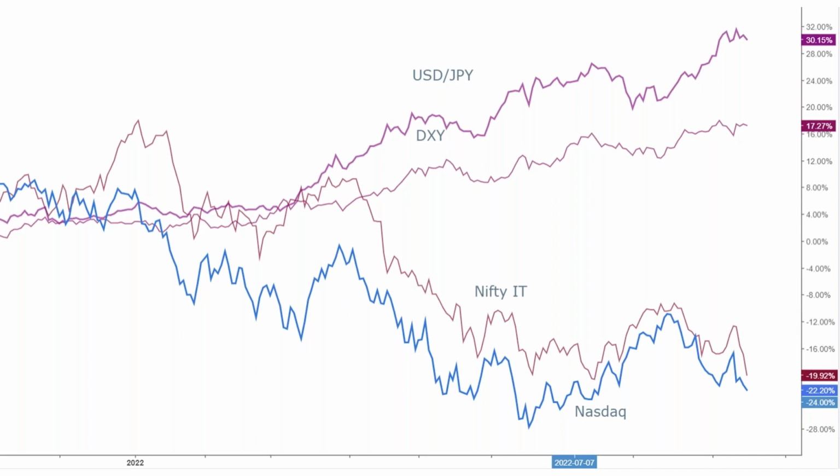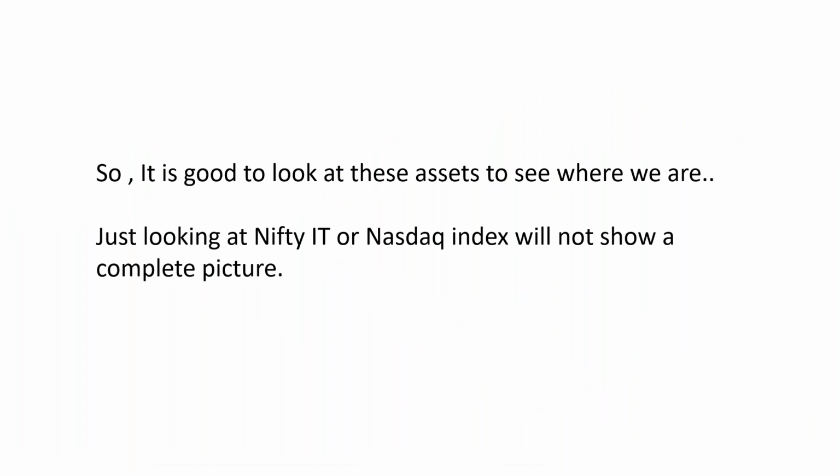ऐसा ही relationship S&P 500 और crude में है. अब थोड़ा वो relationship has changed because of the Ukraine war and different factors, but आप जाके देखें US S&P 500 और crude के अंदर भी ऐसा ही relationship है, but exact timing का थोड़ा सा gap रहता है that you have to take into account when you're doing your analysis. So it is good to look at these assets to see where we are.